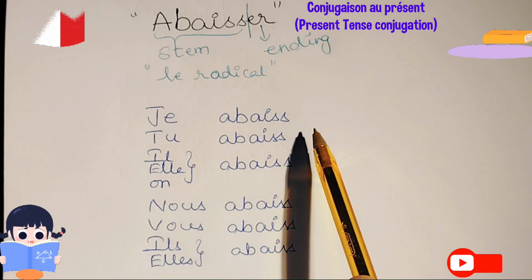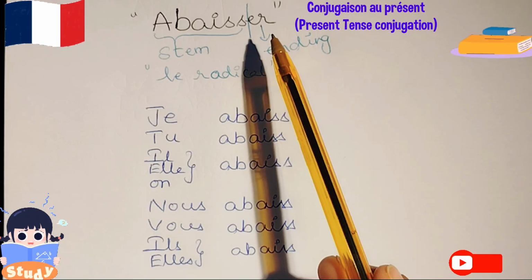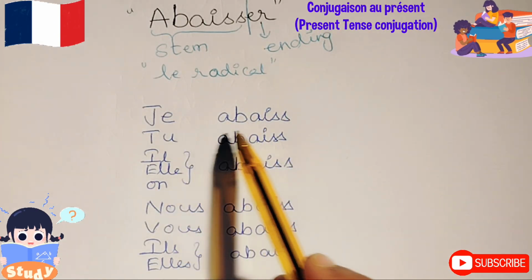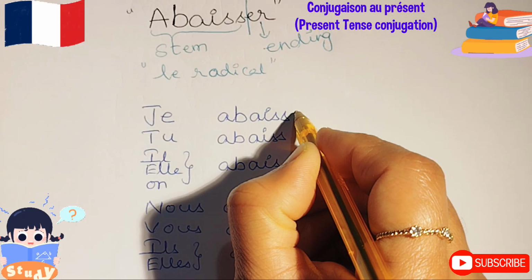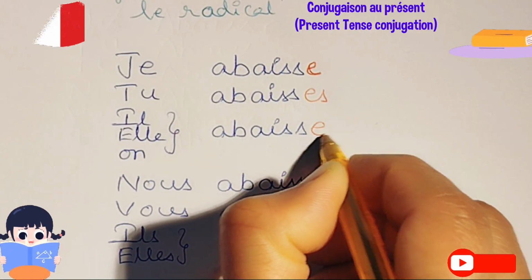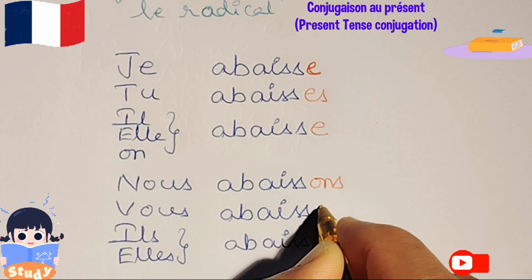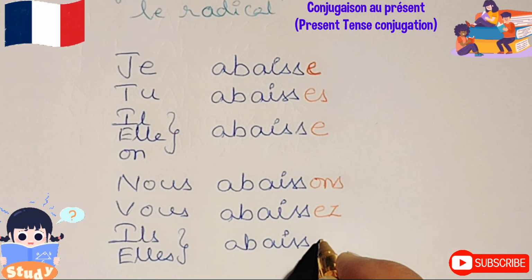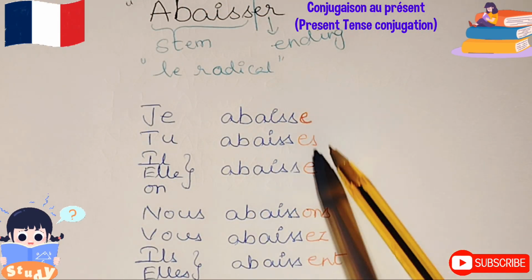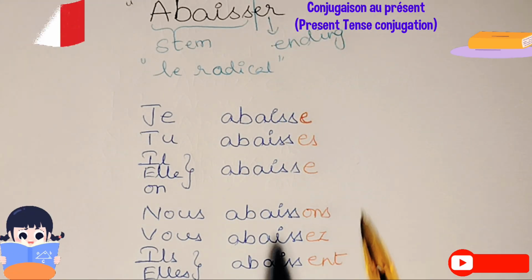Now, the next step is to add the present tense endings for er French verbs. That means for the first group verbs. What are the endings for the first group? E, es, e, ons, ez, ent. So these are the present tense endings for er French verbs.